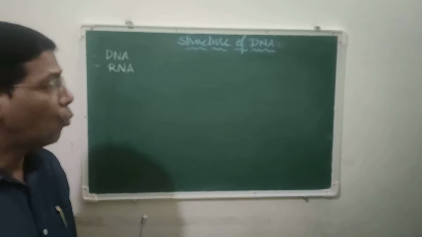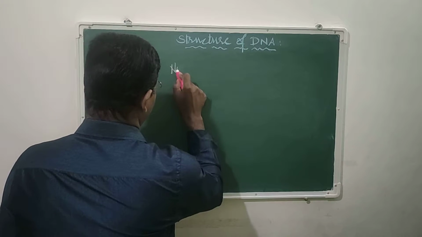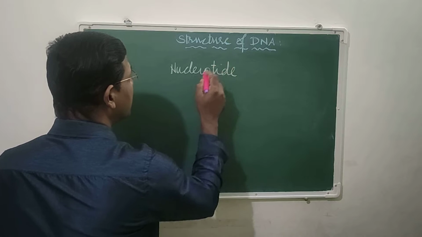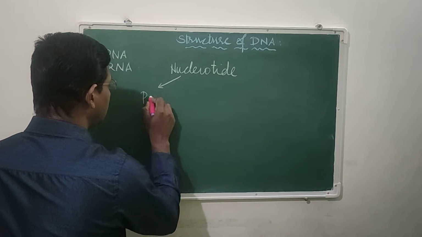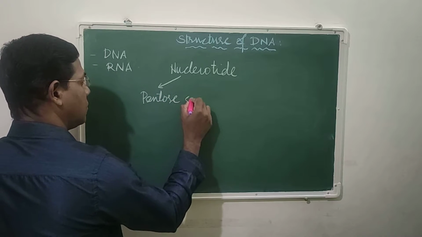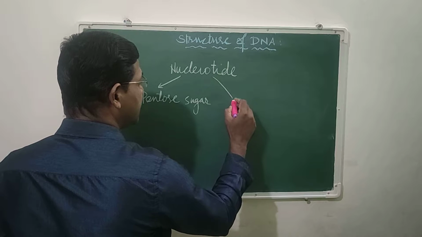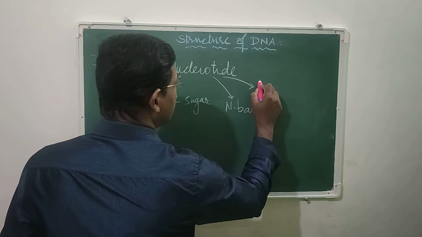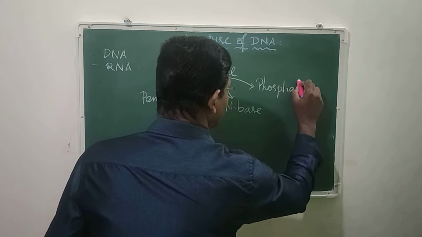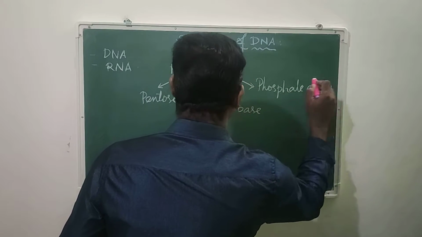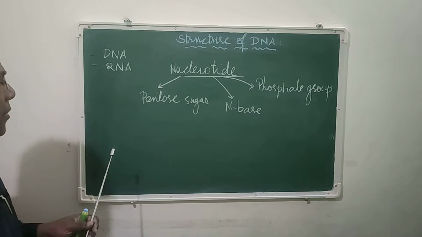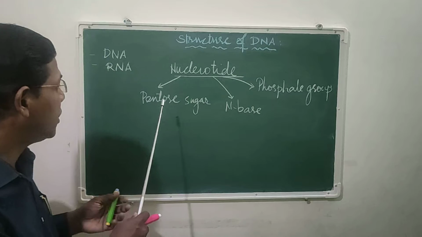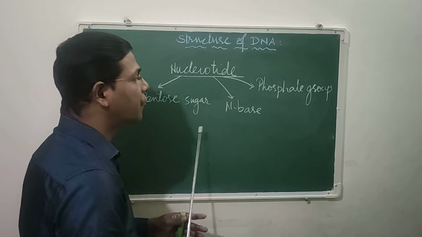Now let us see what a nucleotide is. A nucleotide is made up of mainly three components: a pentose sugar, a nitrogen base, and a phosphate group. Nucleotide has mainly three components, or we can say on complete hydrolysis of nucleotides, we will get a pentose sugar, nitrogen base, and a phosphate group.